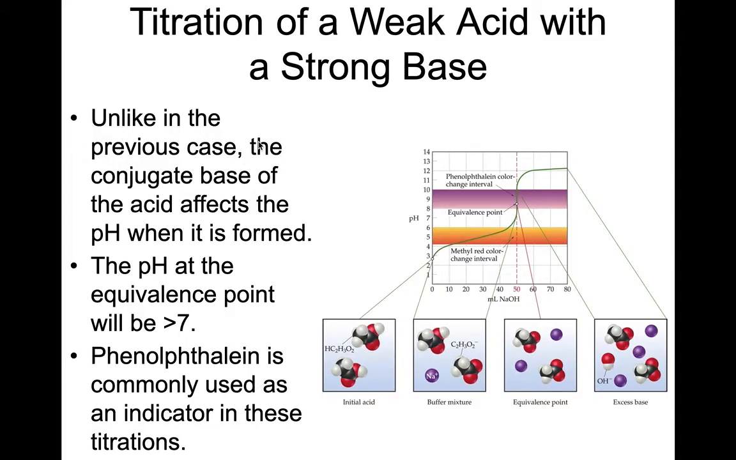Remember when we had a strong acid, its conjugate base is negligible. But now that we have a weak acid, its conjugate base is basic, and it is going to affect the pH. As a result, the pH at the equivalence point is greater than 7, because at the equivalence point we also have some of the conjugate base, which is increasing the pH, making the solution more basic. For this reason, phenolphthalein would be the indicator of choice because it has a color change in this region.